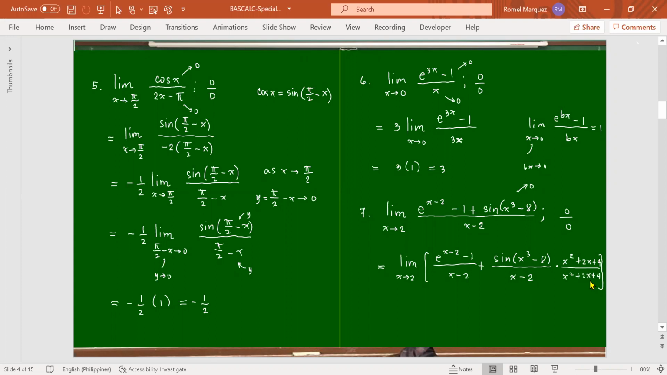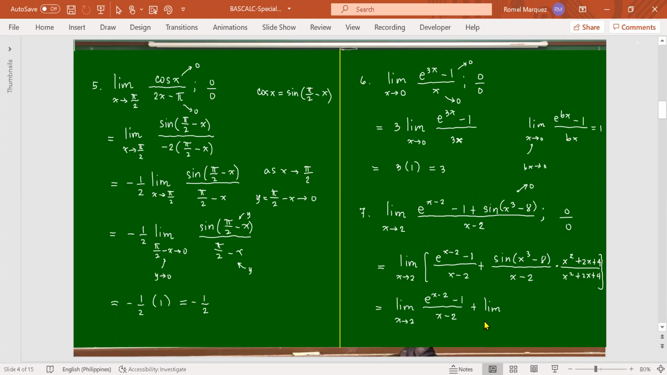So pag minultiply ko yung denominators na to, we have x cubed minus 8. O, mag-exist na ang limit niyan. Pwede ko nang ihiwalay. Okay, guys? Yan, I can now bolt out.